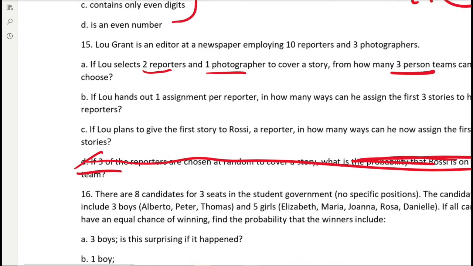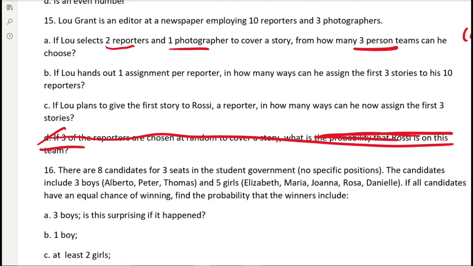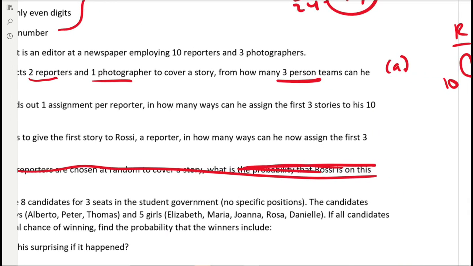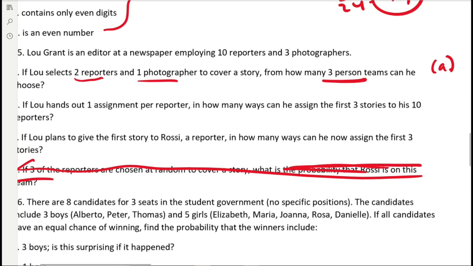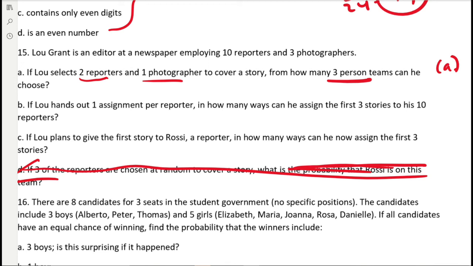So part B, if Lou hands out one assignment per reporter, in how many ways can he assign the first 3 stories to his 10 reporters? Oh, by the way, for part A, there's another way that you can calculate this. You have 3 slots, and for the reporters, you have 10 choices for that reporter. And then once you choose that reporter, you only have 9 reporters to choose from, and that would be 2 reporters. And then for your photographer, you only have 3 options, right, so we have 3 to choose from.